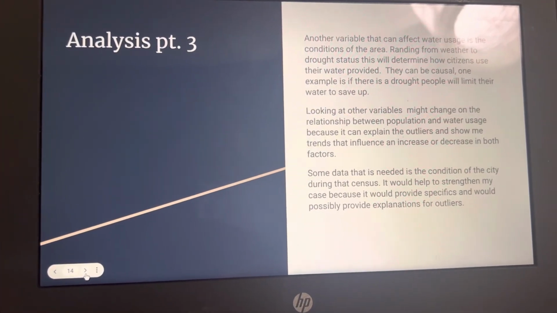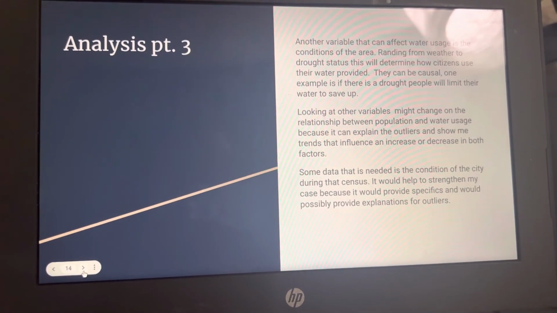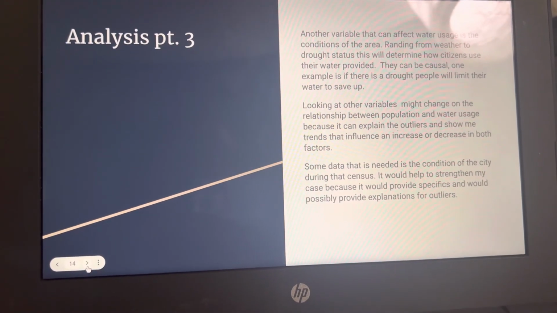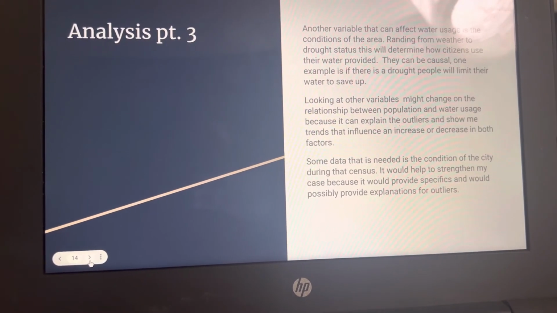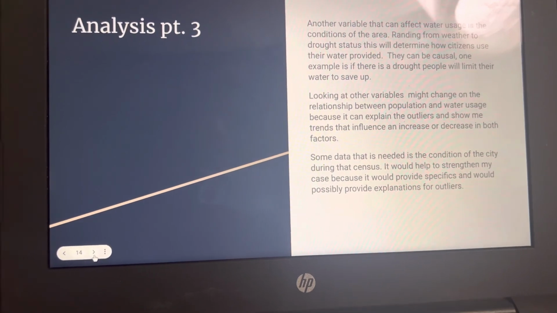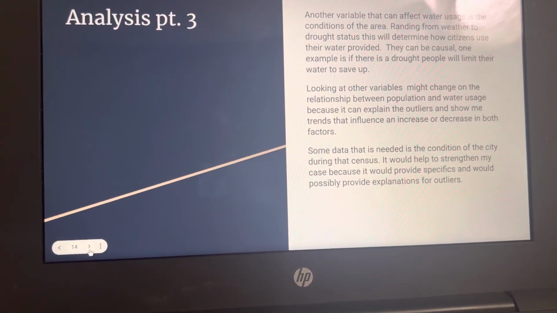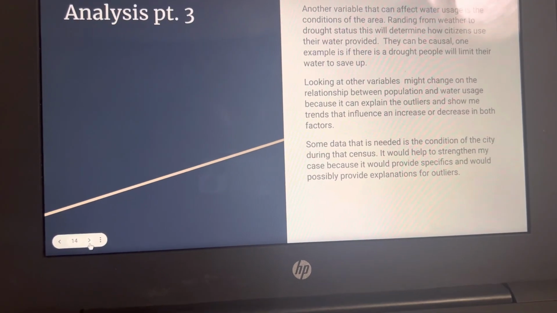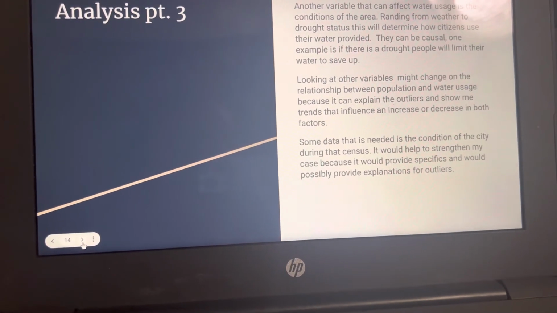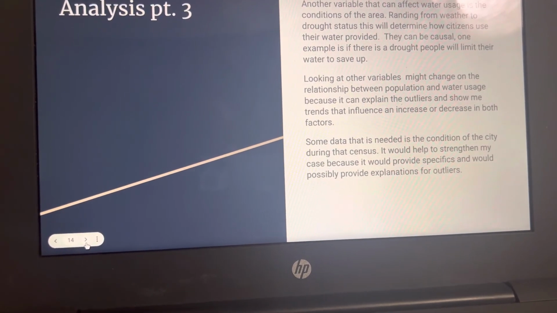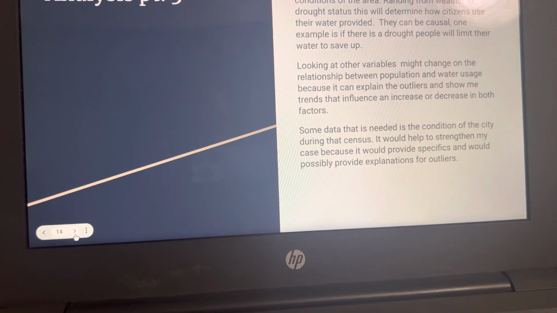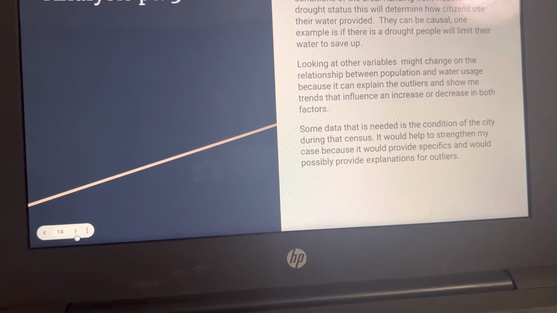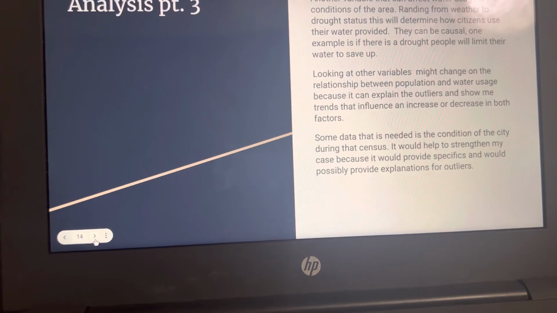Analysis Part 3. Another variable that can affect water usage is the conditions of the area. Ranging from weather to drought status, this will determine how citizens use their water provided. They can be causal. One example is if there is a drought, people will limit their water and save it. Looking at other variables might change the relationship between population and water usage because it can explain the outliers and show me the trends and what influences the increases and decreases in both factors. Some data that is needed is the condition of the city during that census. It would help to strengthen my case because it would provide specifics and would possibly provide an explanation for outliers.